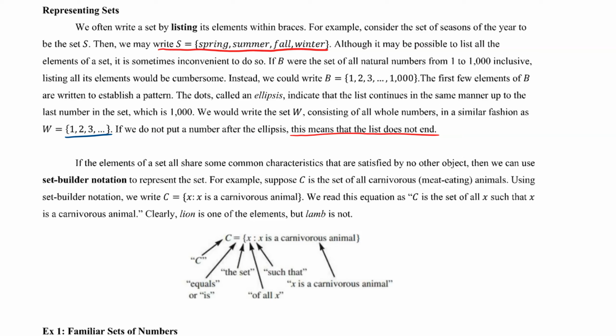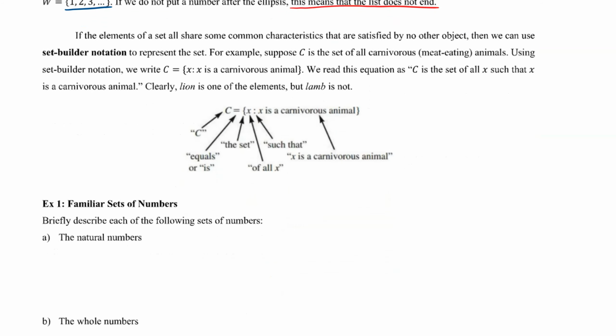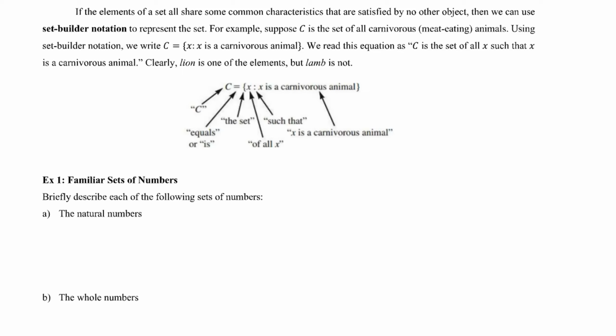If we have our elements and they all share some common characteristic, then we can use what we call set builder notation to represent this set. So if we have our set C, and that is all of our carnivorous, all of our meat-eating animals, then we could use our set builder notation to set it up. So when we look at the way this is set up right here, we have a breakdown. C is representing our set. We have equals, or we could also read that as is, and then we have our curly brace.